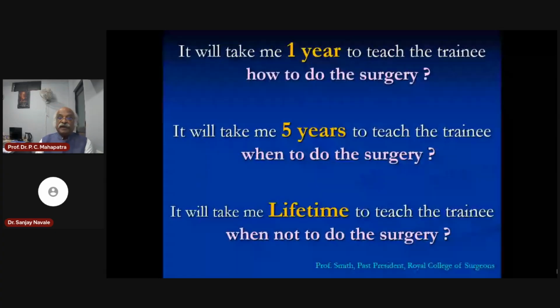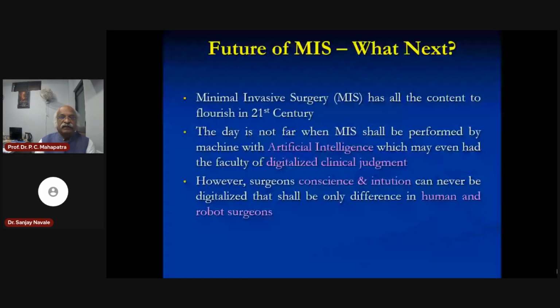What is the future of MIS? What next? Minimal invasive surgery has all the content to flourish in the 21st century. The day is not far when MIS shall be performed by machines with artificial intelligence, which may even have the faculty of digitalized clinical judgment. However, surgeons' conscience and intuition can never be digitalized. That shall be the only difference between human and robot surgeons.